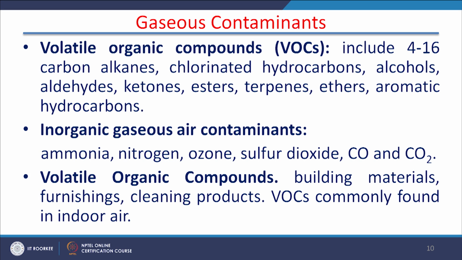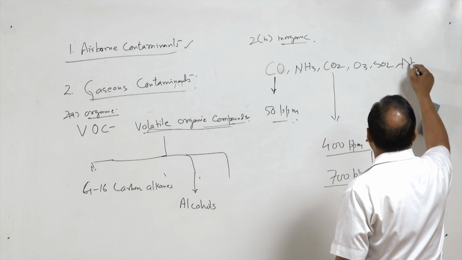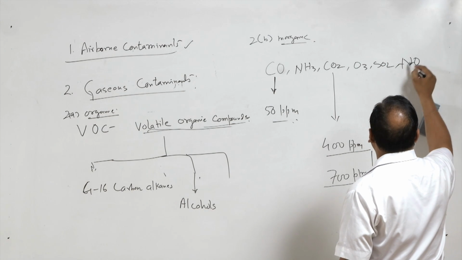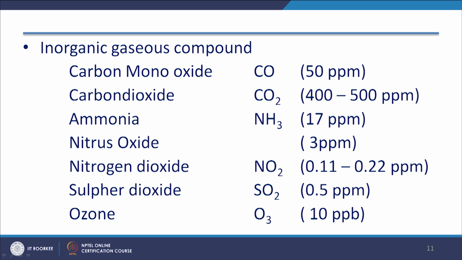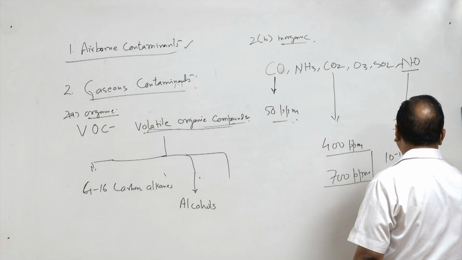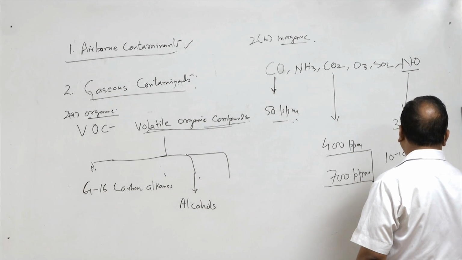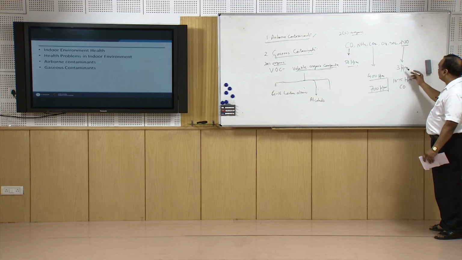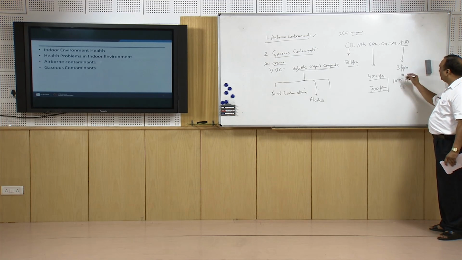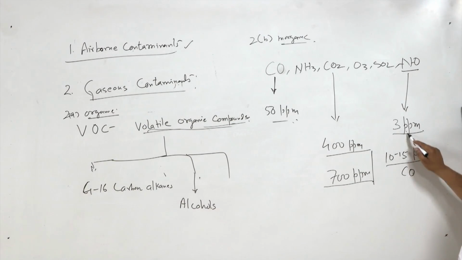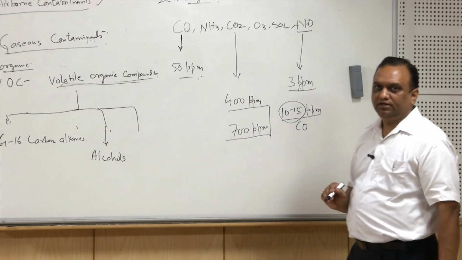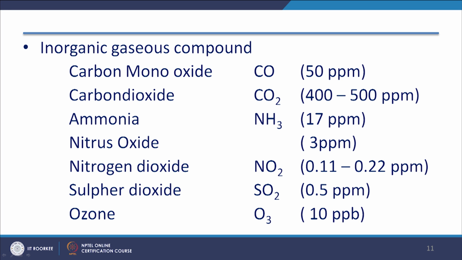Now nitrous oxide is another inorganic compound. If there is 3 ppm of nitrous oxide, then it is equivalent to the exposure of 10 to 15 ppm of carbon monoxide. So it is more fatal than carbon monoxide, we can say 15 times. Only 3 ppm is permitted, because it is equivalent to 10 to 15 ppm of carbon monoxide.